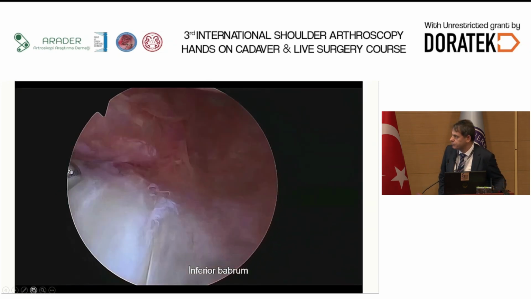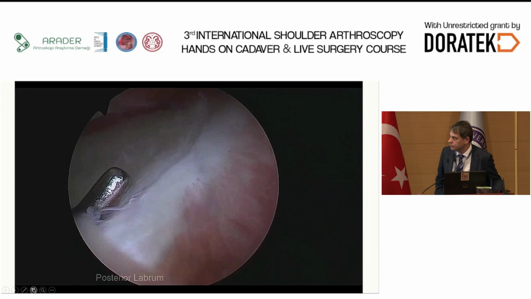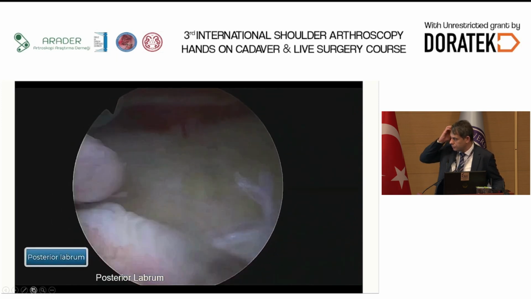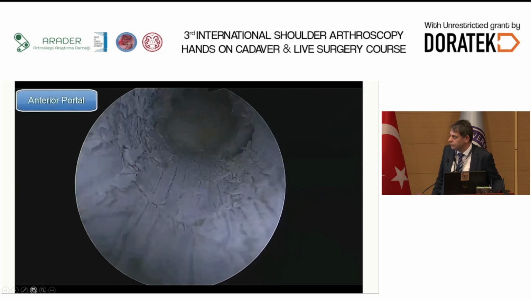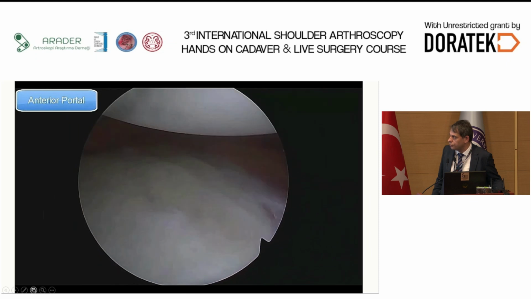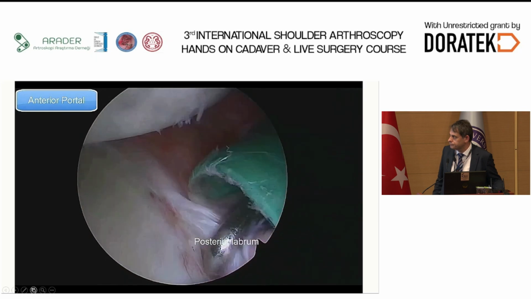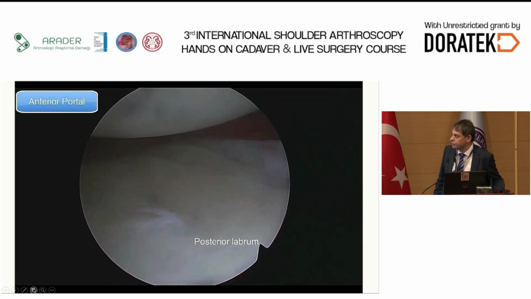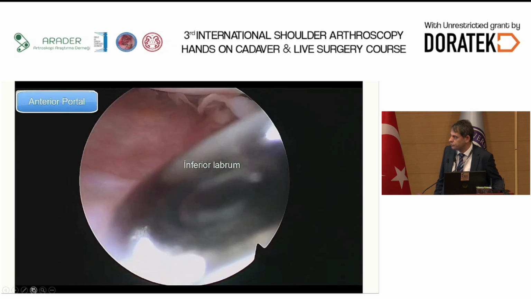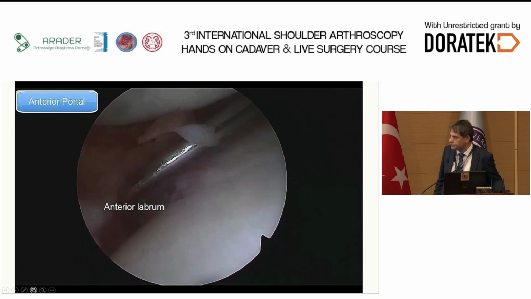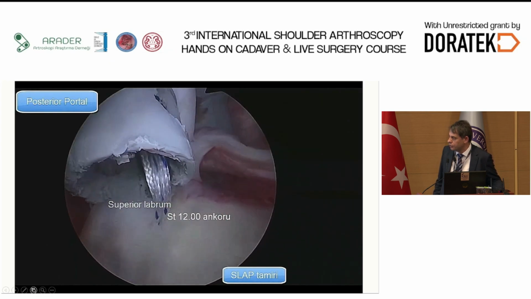This is an example. This is a 360 degrees labral tear. It starts from this, this is the posterior part, anterior part, inferior part. We're changing our portal. Now we are looking from the anterior portal. You can see the posterior labrum tear also. This is the posterior portal for debridement and for passage. This is the inferior portal. In the anterior part, there's an outside lesion, and this is the superior.